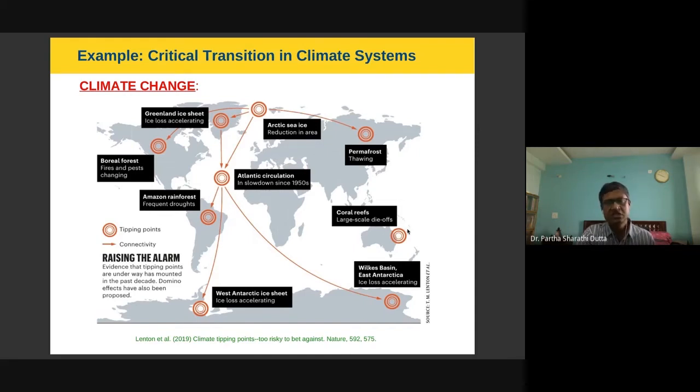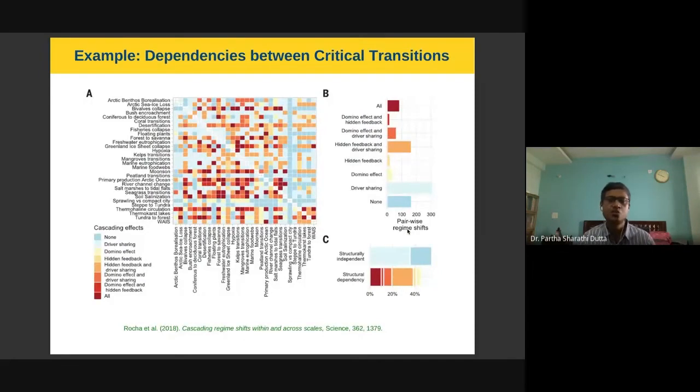This is a very nice paper by Juan Rocha and Simon Levin in Science. There, they have taken this idea to an even broader scale, considered different tipping events that can happen across the globe, and with real data, they have shown that there is actually a domino effect, and one event triggers another event, and that other event triggers another event, and in some cases, it is really strong.